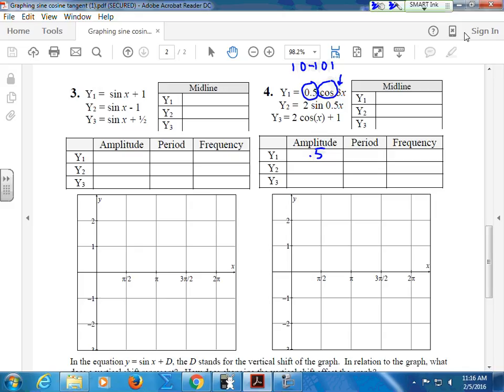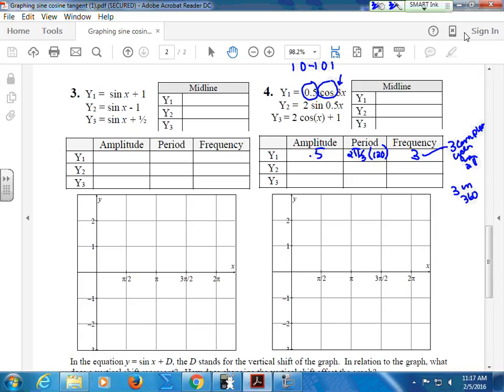What's my frequency? 3. My frequency is the B guy. This tells me I have 3 complete cycles in 2 pi. Or, listen carefully, 3 complete cycles in 360. Therefore, how long does it take to make 1? 2 pi over 3. And what is that in degrees? 120. Every 120 degrees. And just like Monet just said, 2 pi over 3, and we're going to put 120 over here.